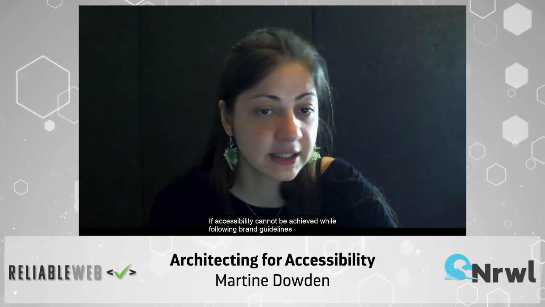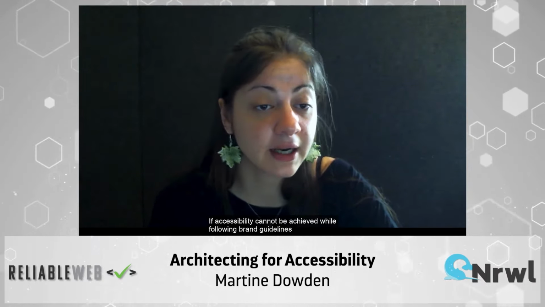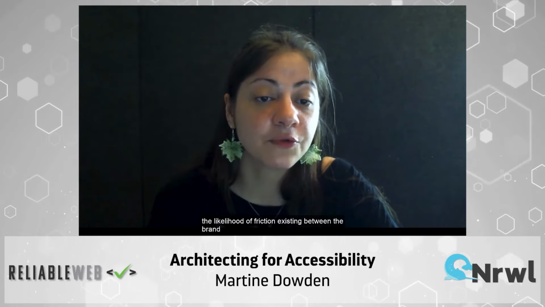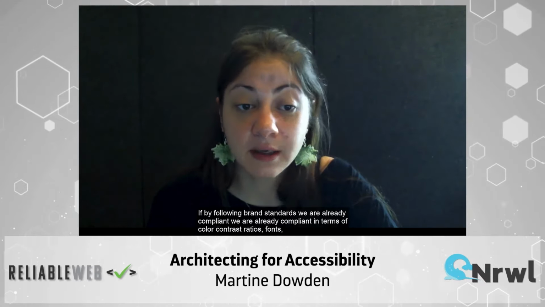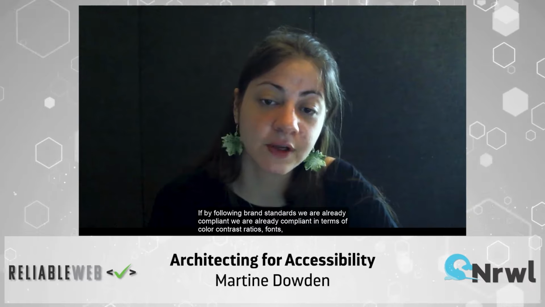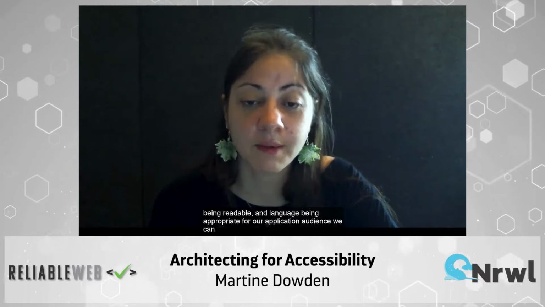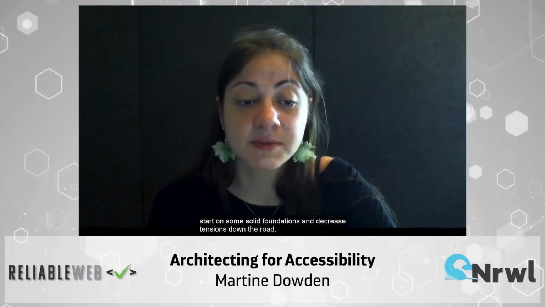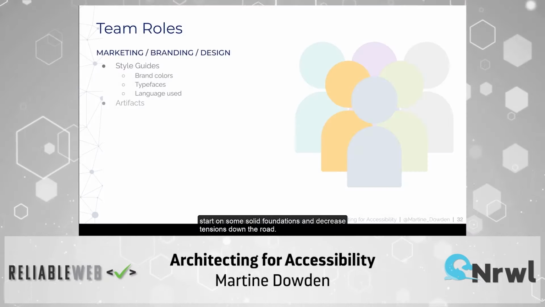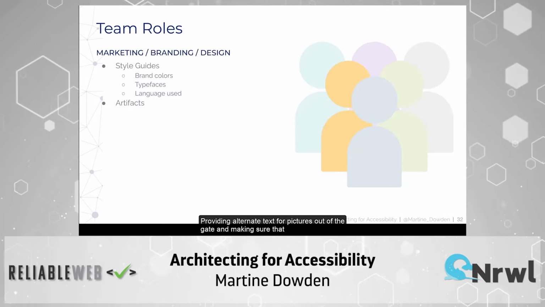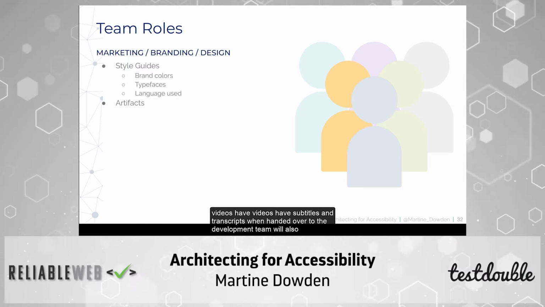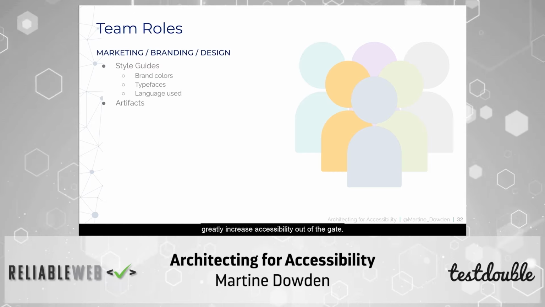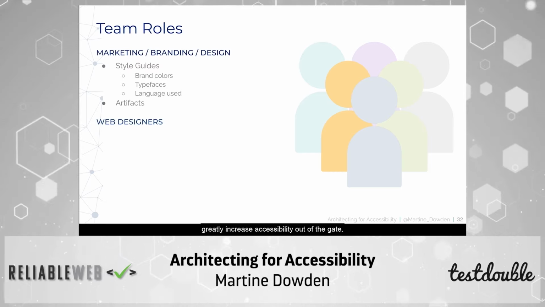If accessibility cannot be achieved while following brand guidelines, the likelihood of friction existing between the brand managers and the design and development team is pretty high. If by following brand standards we're already compliant in terms of color contrast ratios, fonts being readable, and language being appropriate for our application audience, we can start on some solid foundations and decrease tensions down the road. Providing alternate text for pictures out of the gate and making sure that videos have subtitles and transcripts when handed over to the development team will also greatly increase accessibility.